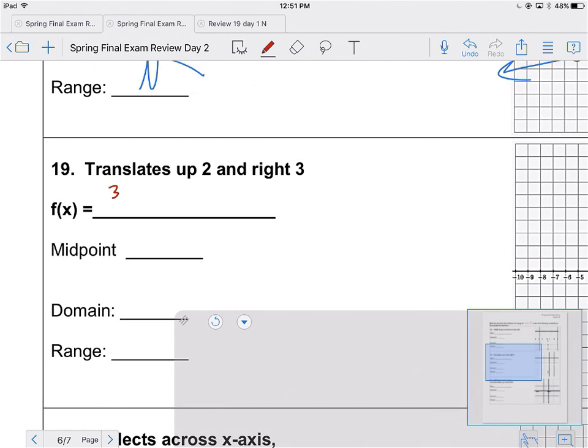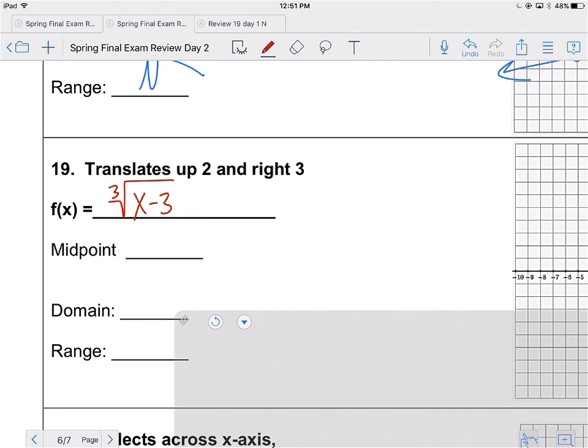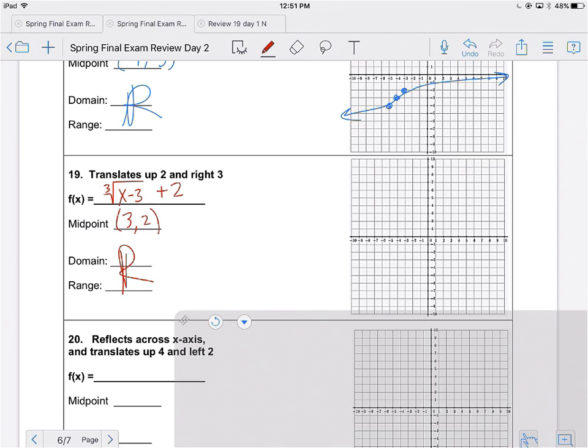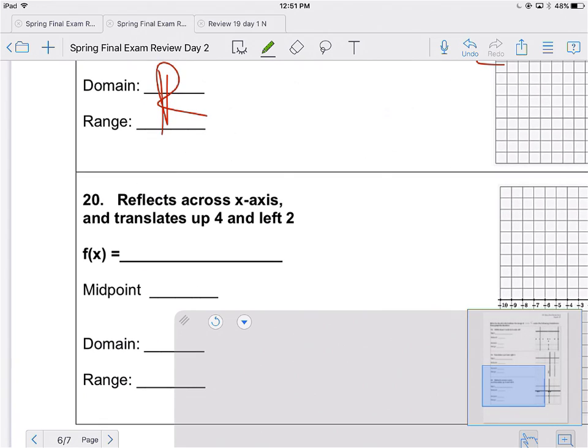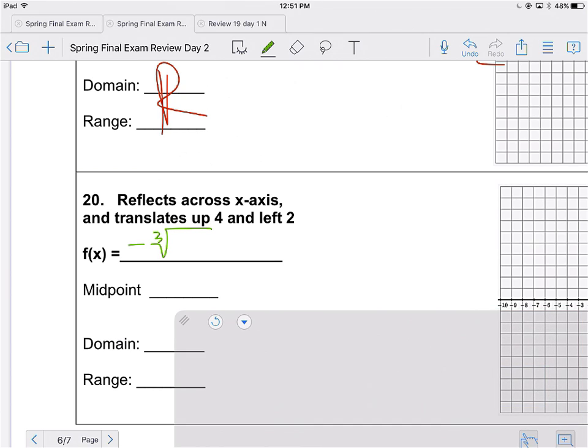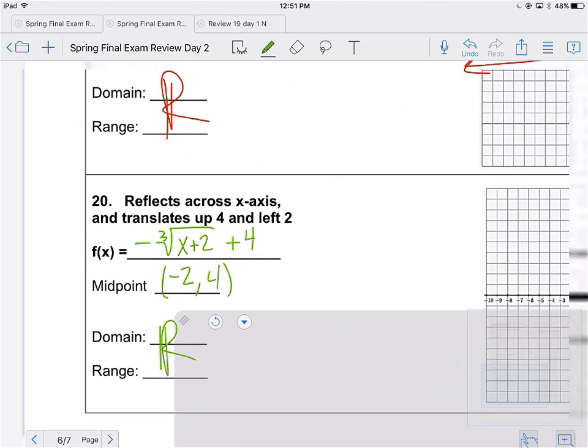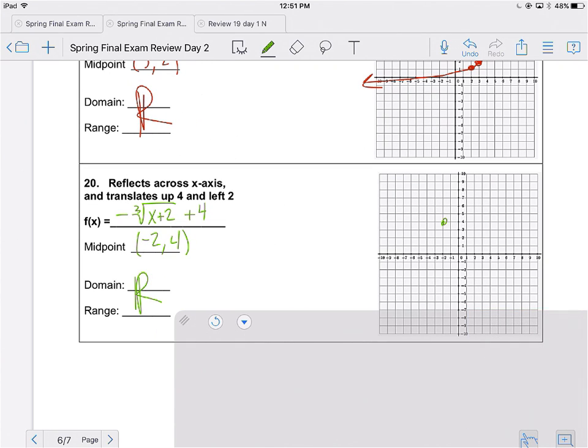19, up and right, so right is a minus under the cube root, up is a plus after, opposite, same. And it does not reflect, so we go right and up, left and down. 20 reflects. Left is a plus under the cube root, and up is plus after the cube root. Opposite, same. So -2, 4, and then it has a negative in front, so we go down and right, up and left.